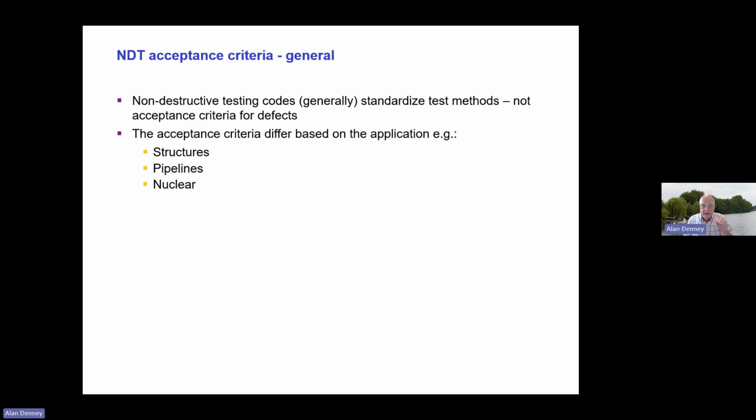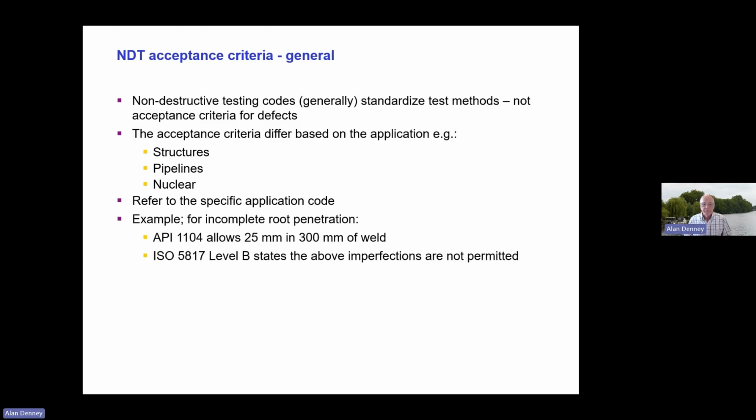And it's there that you normally find the acceptance criteria, that you're allowed a planar defect of a certain height, a certain length, a certain location relative to the cap or the root. So you have to refer to the specific application code, and the criteria do differ.